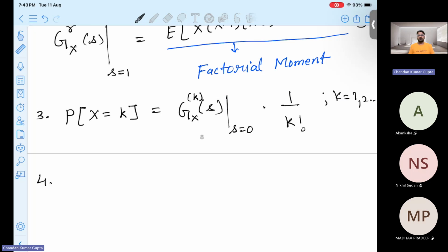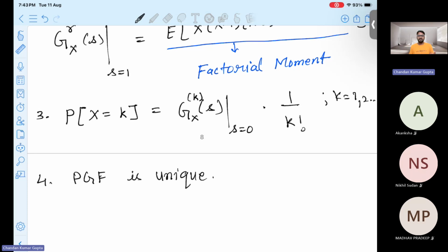Also, there is a theorem, sorry, not existence, it's the uniqueness theorem of the PGF. So what does it say? The PGF is unique. So what does that mean?